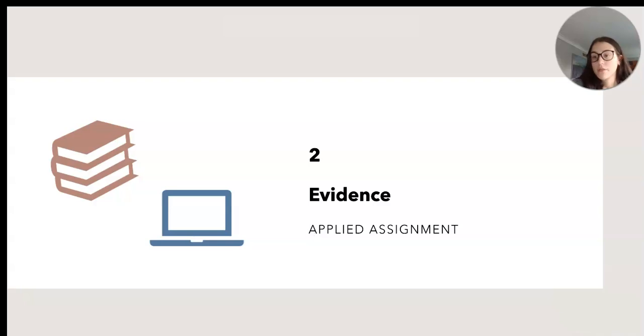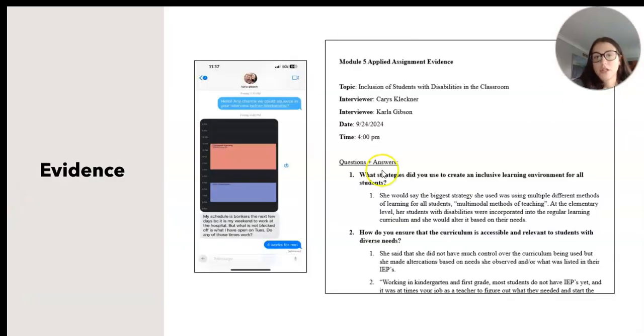Next up, we're going to cover the evidence section. So right here for my evidence, you can see that I submitted a screenshot of a text message between Carla and I regarding when we were going to schedule her interview. And then to the right of that, we can see that I also included a screenshot of the interview and some of the questions that I used when talking to Carla.